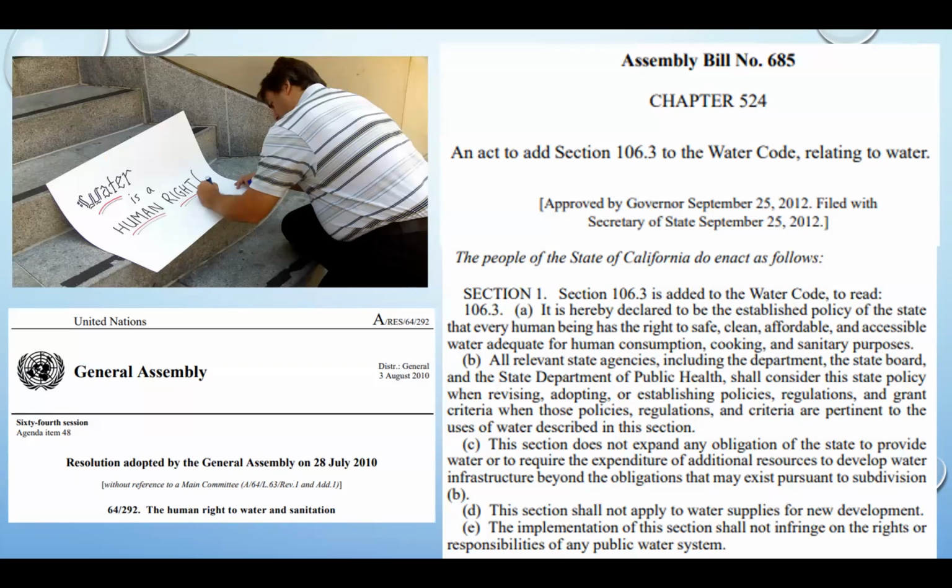So individual states are taking action, like California. Even though California recognized this in 2012 and we seem to still be far from everyone having that right, it still provides a legal mechanism to provide communities with clean drinking water.